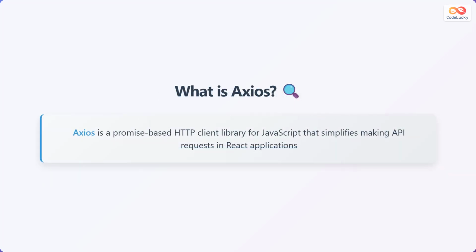Axios is a promise-based HTTP client library for JavaScript. It simplifies the process of making API requests within your React applications. Its promise-based approach helps manage asynchronous operations more efficiently.